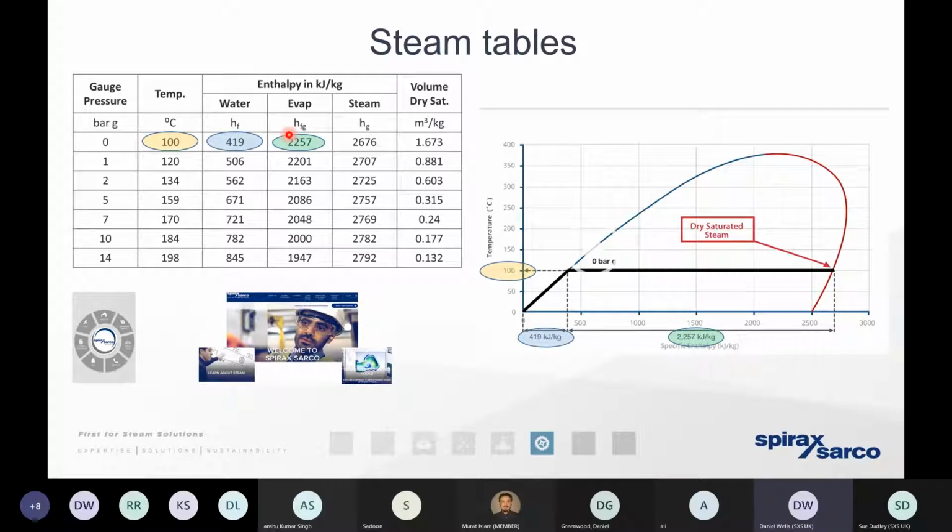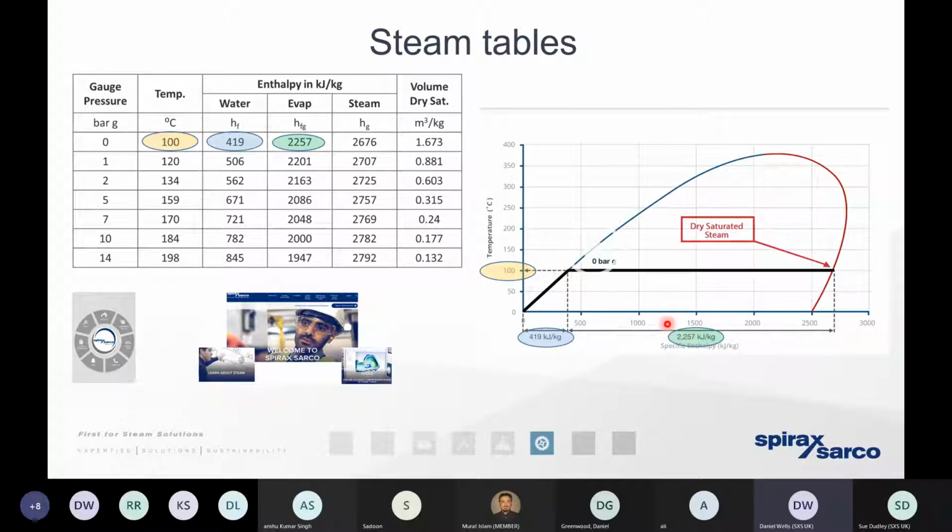So if we move across to the temperature enthalpy curve now, this really demonstrates the journey that water takes as it changes state from a liquid to produce steam as a gas. We're using the example of 0 bar gauge, where we know water boils at 100 degrees. So it's only when we've added that 409 kilojoules per kilogram of sensible heat that the evaporation process is going to start.